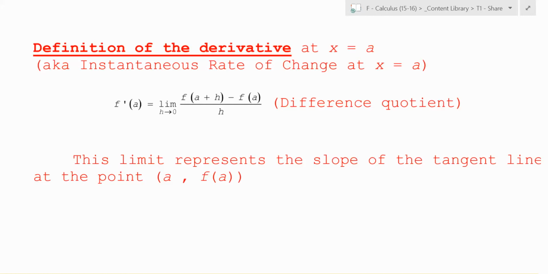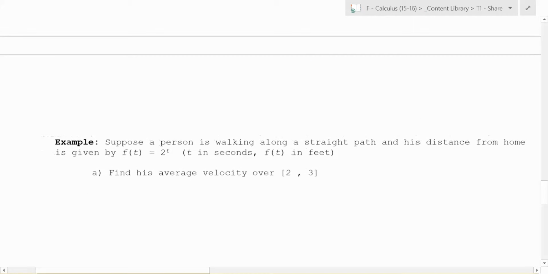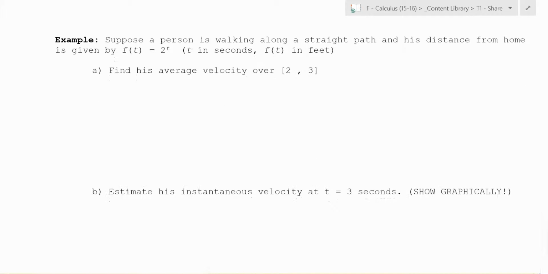In order to use this, you need to know, is the function x squared? Is the function x squared plus 2? The function could be anything. So in order to get a value for this, you need a function and an a value, and then you calculate a limit. A function and an a value, and then you calculate a limit. So let's see what this means with this question right here.